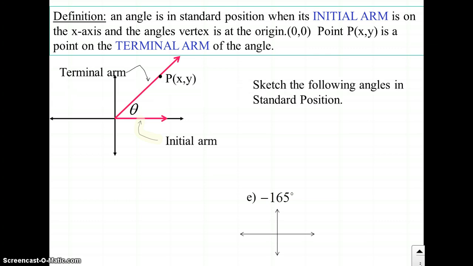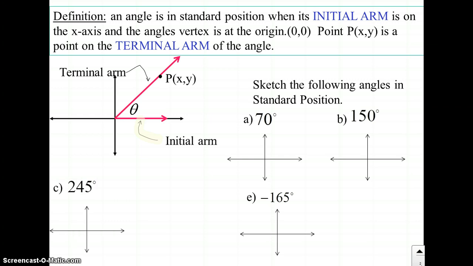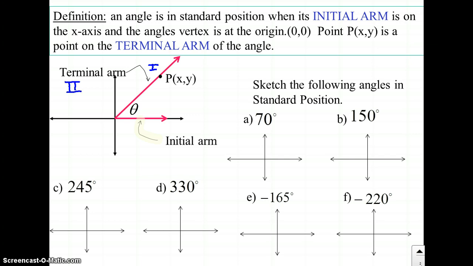So let's sketch a few of these in standard position. A couple things we should remember. This is quadrant 1. This is quadrant 2. Quadrant 3 of a coordinate plane, and quadrant 4. Also, we should remember that positive angles go in a counterclockwise direction. So an angle of 70 degrees will always start at the initial arm, positive x-axis, and it will go in a counterclockwise direction and be positive. And if I go 70 degrees, my terminal arm will show up right there.